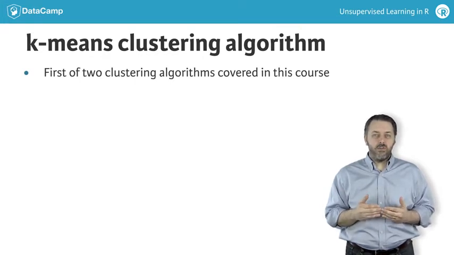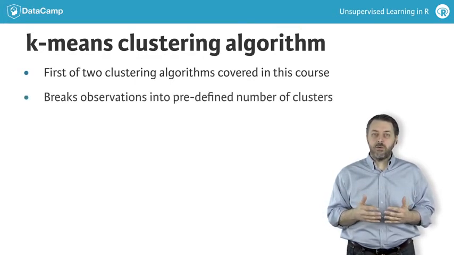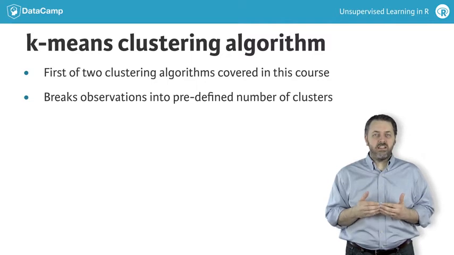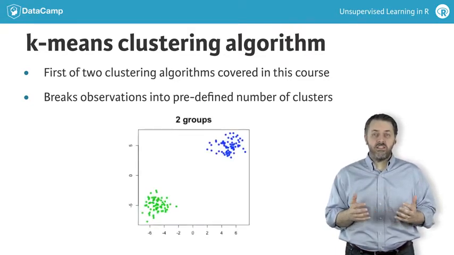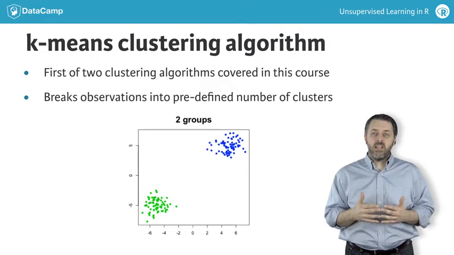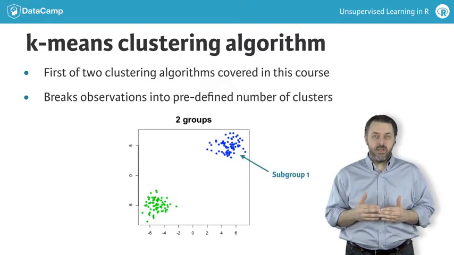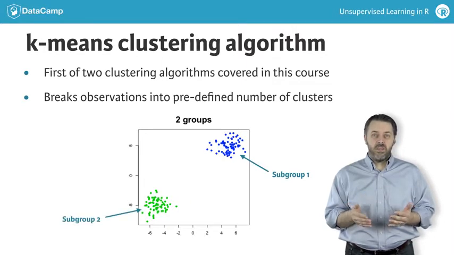The K-means algorithm works by first assuming the number of subgroups or clusters in the data and then assigns each observation to one of those subgroups. In the next video, we'll go deeper into how the K-means algorithm works to achieve this goal. For example, one might hypothesize that this data shown on the screen contains two subgroups. The K-means algorithm would assign all points in the top right-hand corner to one subgroup and all observations in the bottom left-hand corner to the other subgroup.